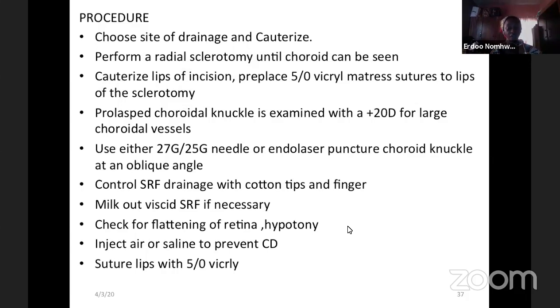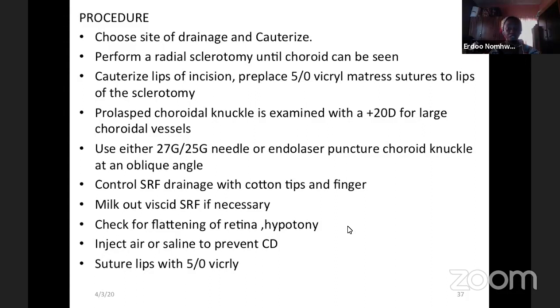Then you try and prolapse your choroidal knuckle while you examine with the 20D for any obvious large choroidal vessels. You then use either a 27G or a 25G needle, or you can use your endolaser, to puncture that choroidal knuckle which you tried to prolapse, but you go at an oblique angle. And then once you do that, you notice the subretinal fluid draining, but you need to control it so that you don't cause an obvious ocular hypotony.